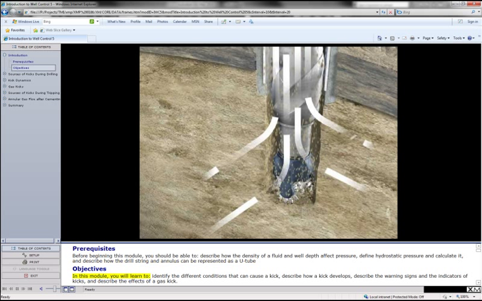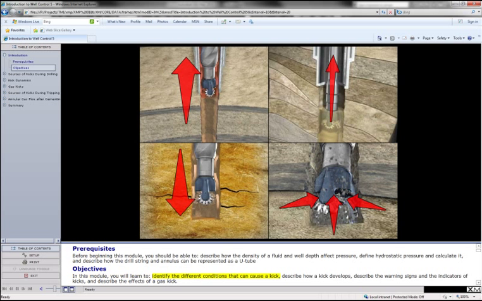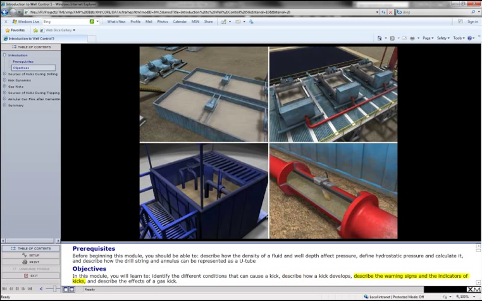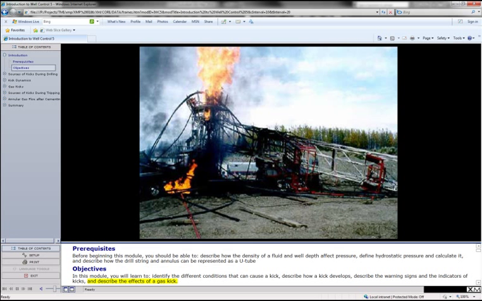U-tube. In this module, you will learn to identify the different conditions that can cause a kick, describe how a kick develops, describe the warning signs and indicators of kicks, and describe the effects of a gas kick.